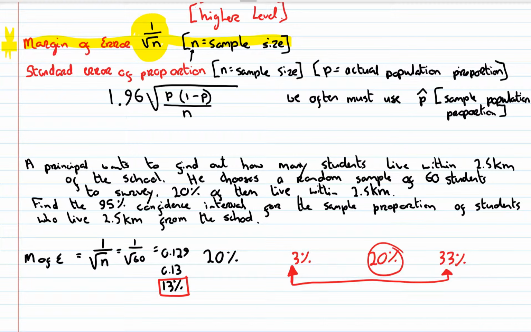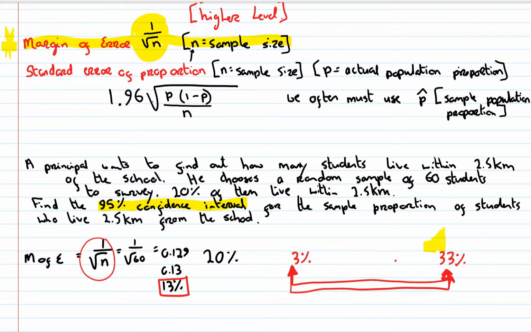So that's really what we do. We look at his sample, then we find the margin of error, we take it away, we add it on, and then we're 95% confident that in actual fact the real percentage of kids that live within 2.5 kilometers of school is between 3 and 33%. Now, where does this 95% confidence interval come from? Well, that really means we're 95% sure that the real figure lies between the 3% and the 33%. So that's how you do it in ordinary level.